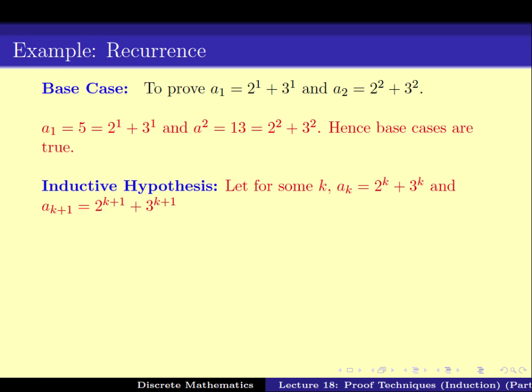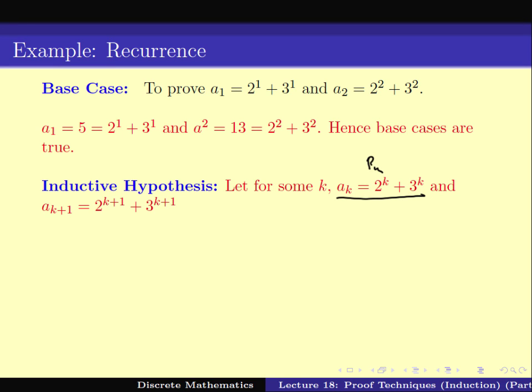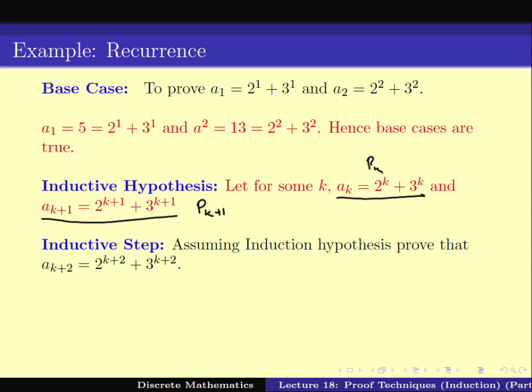So now in the induction hypothesis, let's assume that, remember what was P_k? This one was P_k, and this is P_(k+1). So we have that a_k equals 2^k plus 3^k, and a_(k+1) is 2^(k+1) plus 3^(k+1). And what we have to do is that, assuming the induction hypothesis, we have to prove this statement, which is P_(k+2).